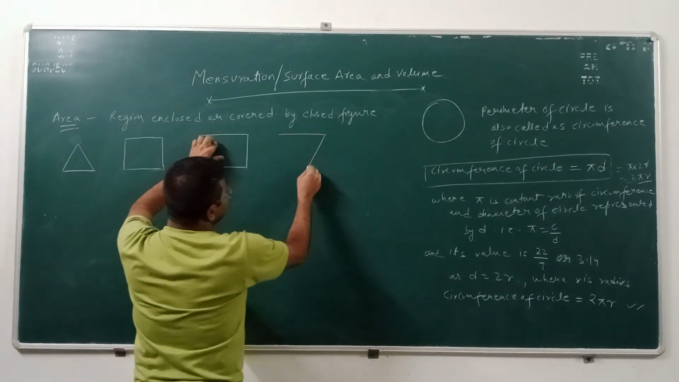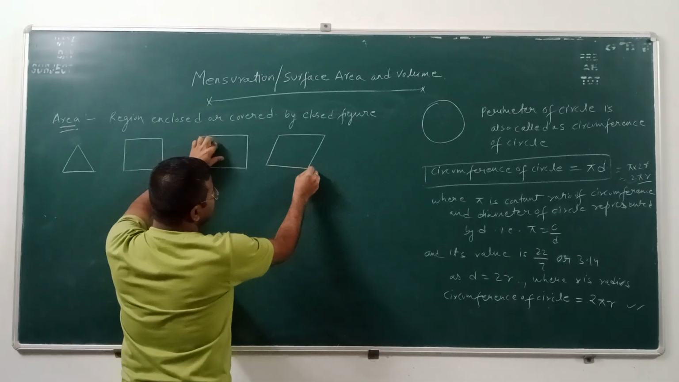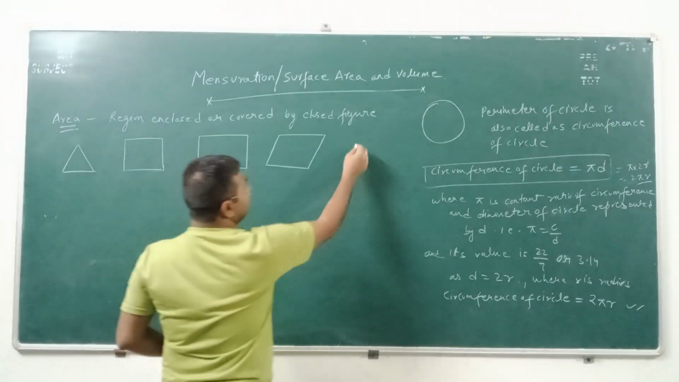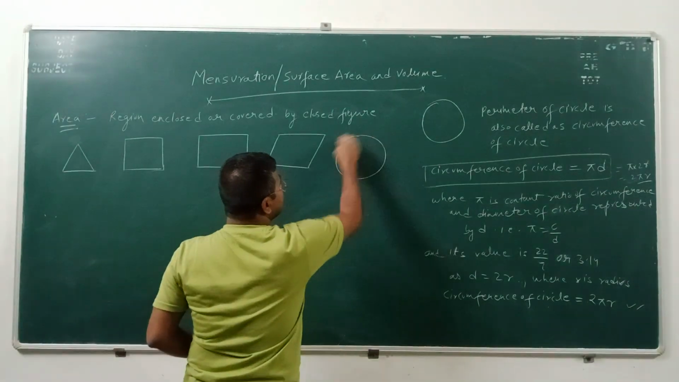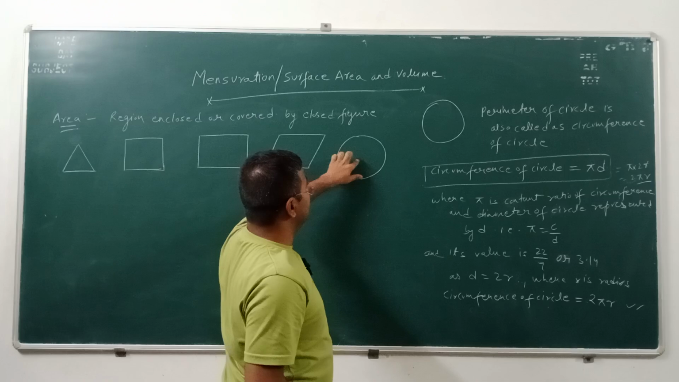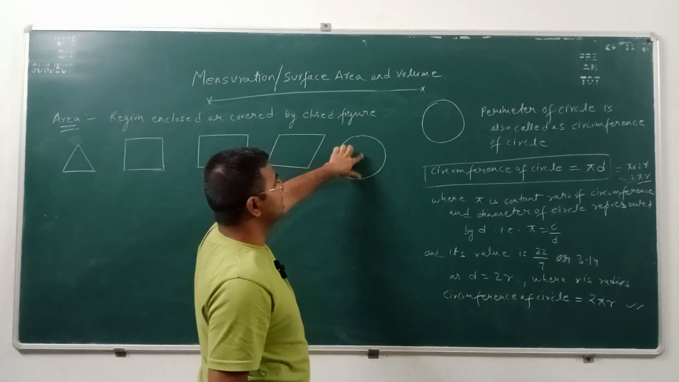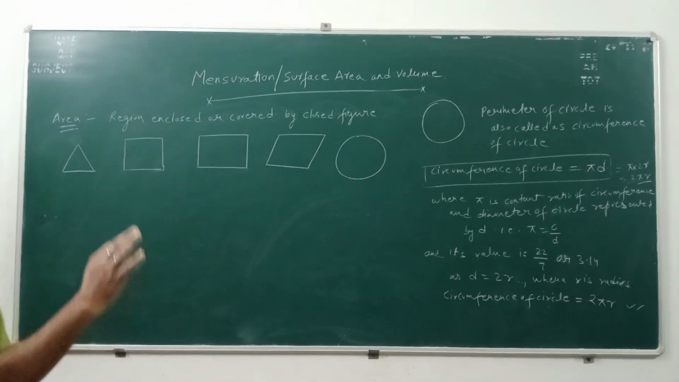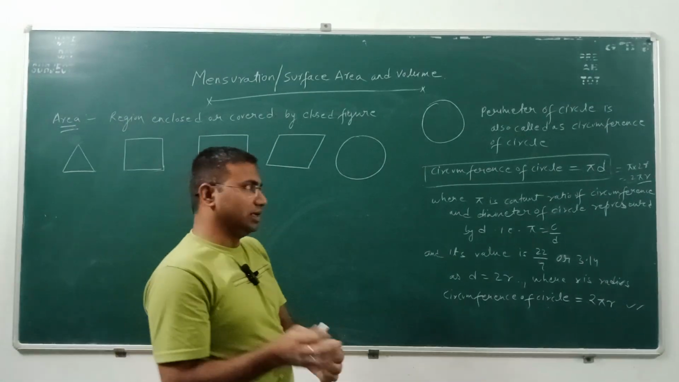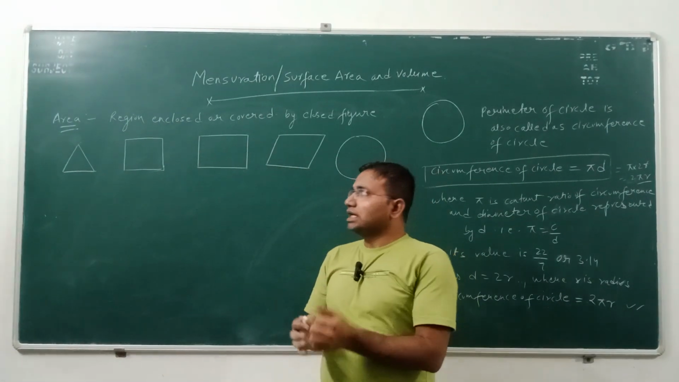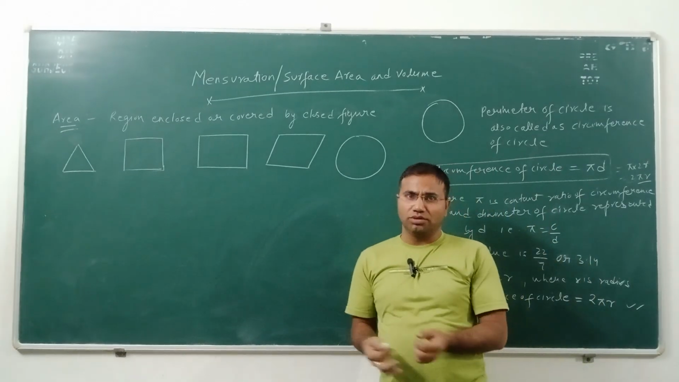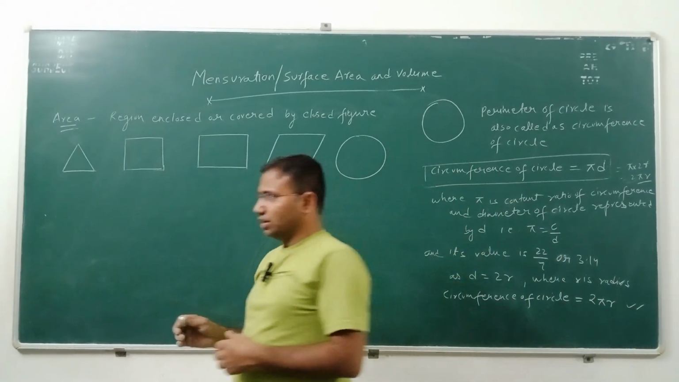Now suppose I have made a parallelogram, then this is the area of the parallelogram. Suppose you have drawn a circle, then this circle has enclosed this region of the board, and this region is called area. Okay, so I hope you have understood the concept of area. Keyword is area. Now the question arises, how will we calculate the area, whether it is a polygon or a circle? Here we will learn one by one.